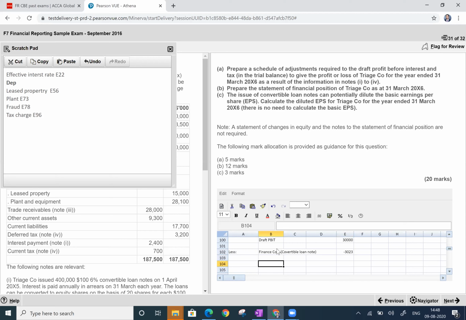Done. Now depreciation on leased property, and depreciation on plant. No need to write plant and equipment, you can save your time. Depreciation on plant. Depreciation of leased property equal to E56, which you have written in your scrap paper. And plant equal to minus E73.